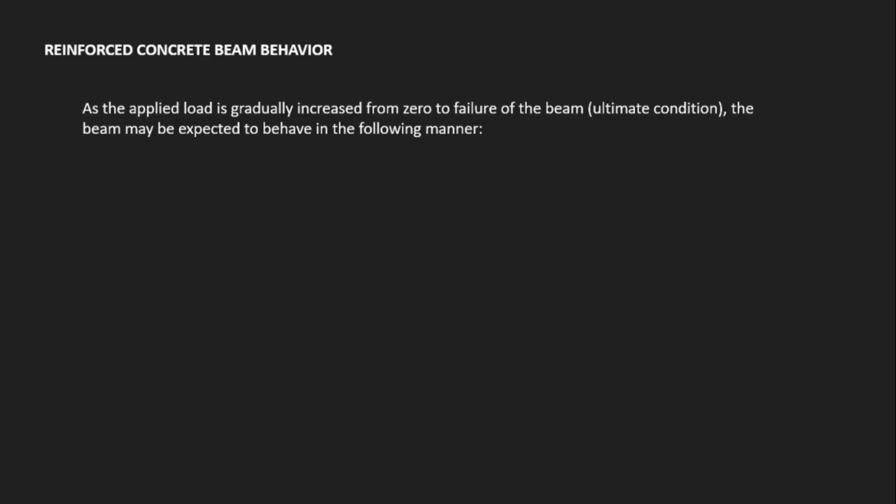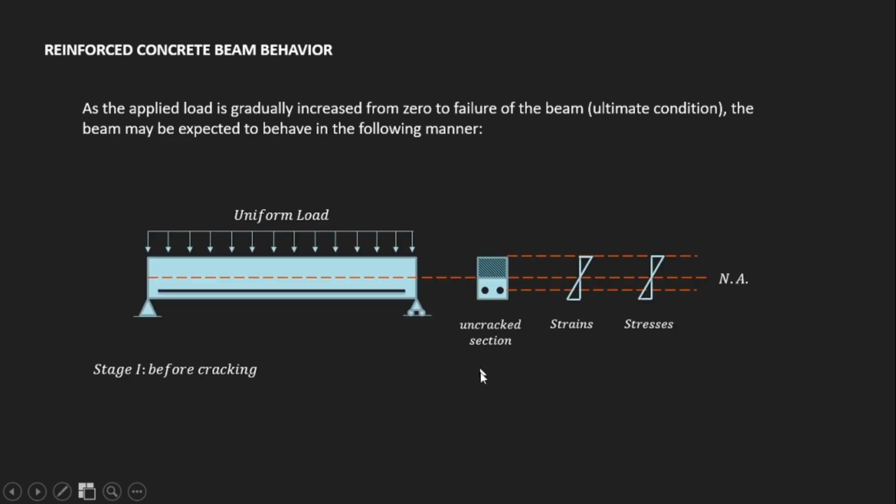So ngayon, pag-usapan naman natin yung reinforced concrete beam behavior. So as the applied load is gradually increased from zero to failure of the beam or the ultimate condition, ito yung ultimate condition, ito yung failure of the beam, may be expected to behave in the following manner. As you can see in the figure, itong behavior dahil ito sa mga laboratory test in our codes or the ACI, from the ACI yan.